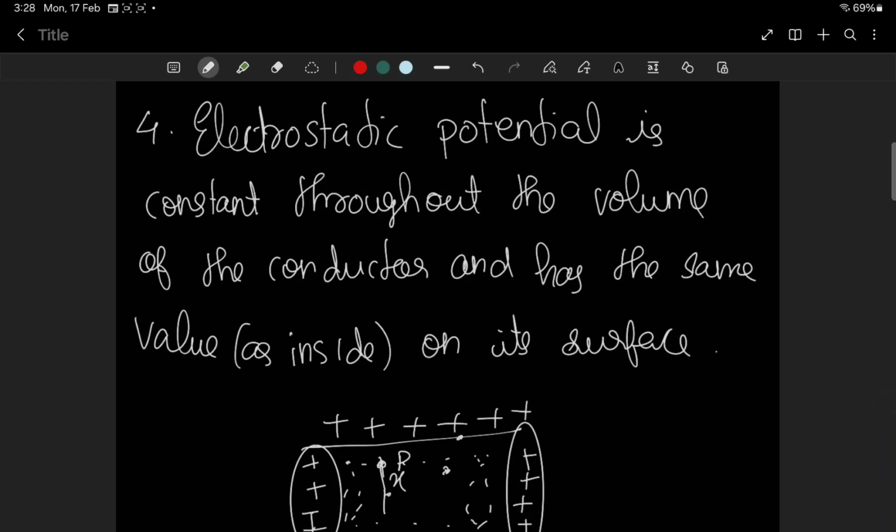Because inside there is no charge. It's neutral. There is no excess charge inside. Constant throughout the volume of the conductor and has the same value inside as on its surface. That is the same because R is the same. Inside also we take it as 1/4πε0 Q by R in a sphere. Outside also we took it as 1/4πε0 Q by R in a sphere. That is the radius, right? This is the same condition.